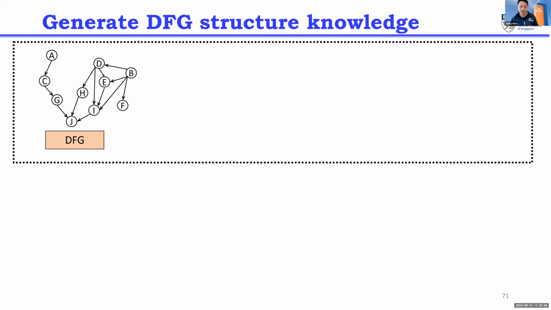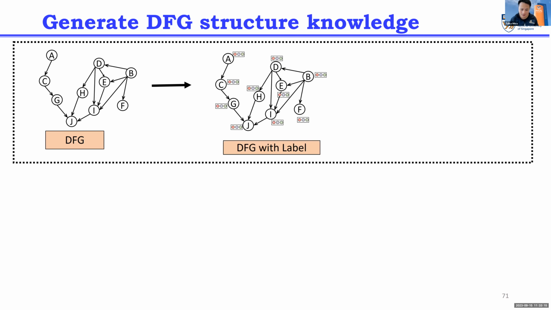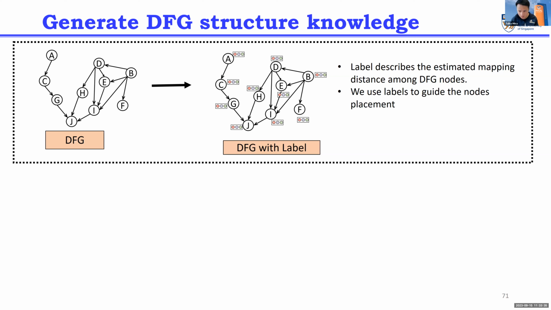So the problem is how do we generate the DFG structure knowledge? Here our work is that we call something a label. So a label is information that you put on the DFG nodes and on the DFG edges. The label describes the estimated mapping distance among the DFG nodes, and we use these labels to guide the node placement.